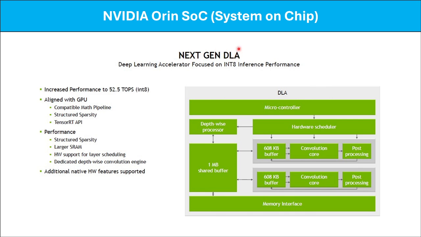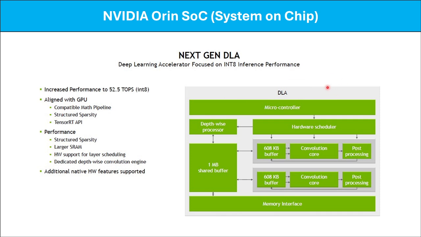We mentioned that we have DLA inside of it. It's next generation DLA, blah blah blah. Okay, what does this DLA mean? It means deep learning accelerator focused on integer 8 inference performance. Inference is conclusions, as we mentioned in the previous case, and it seems that it's capable of working only with integer 8-bit numbers, but we will see that later.